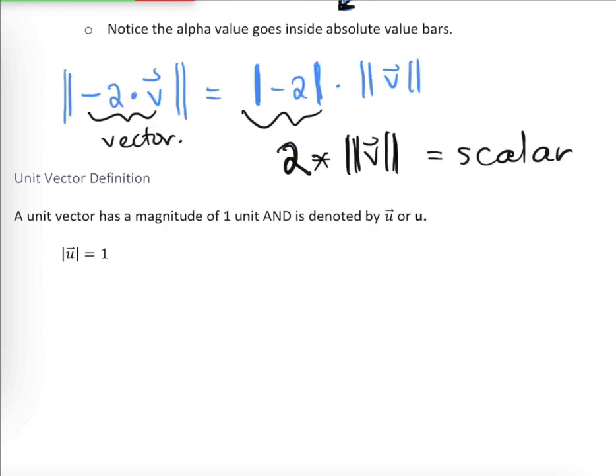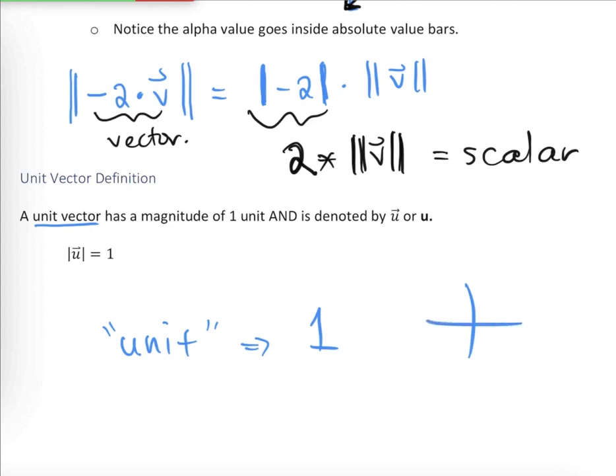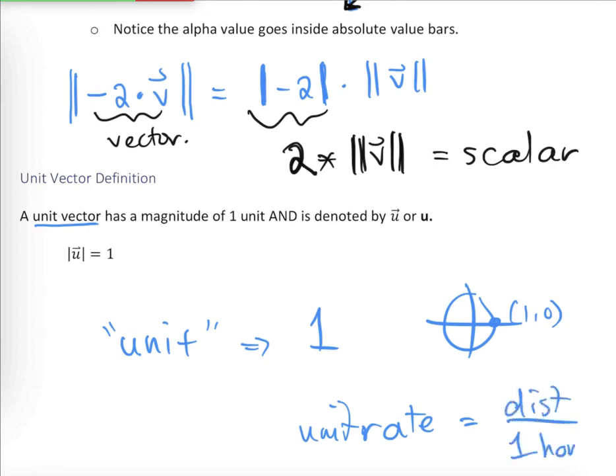And the last thing that we'll talk about in this video is what it means to be a unit vector. Now remember that the word unit in mathematics is almost always going to be referring to the number 1. We've got the unit circle, that's a circle centered at the origin with a radius of 1. We've got a unit rate, which would be something like the distance traveled per 1 hour, or miles per 1 hour, or feet per 1 second. This would be a unit rate.